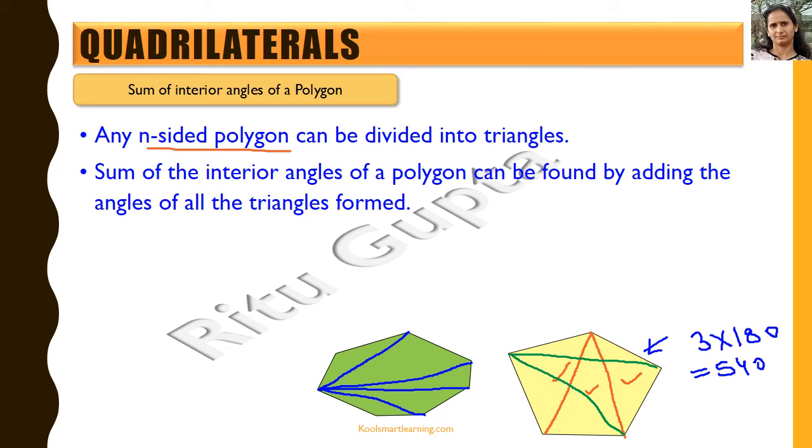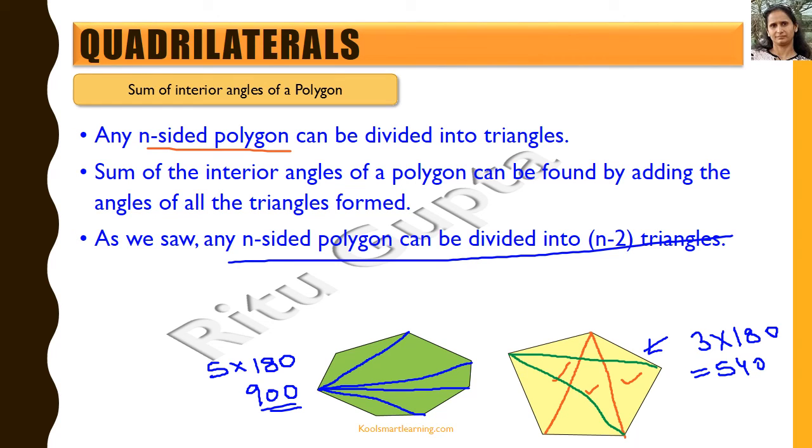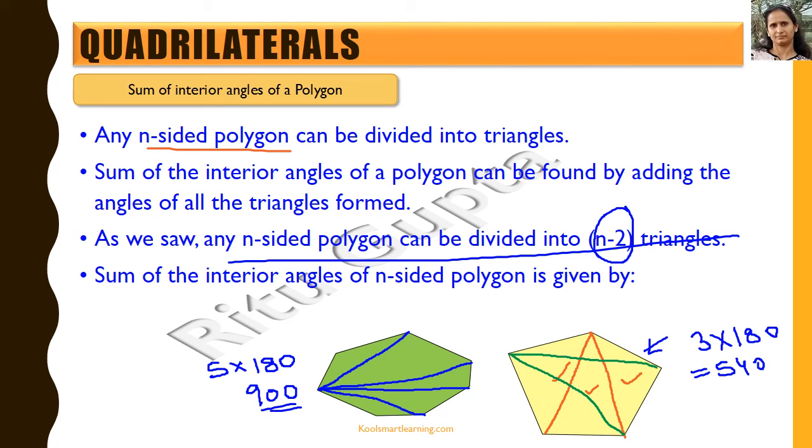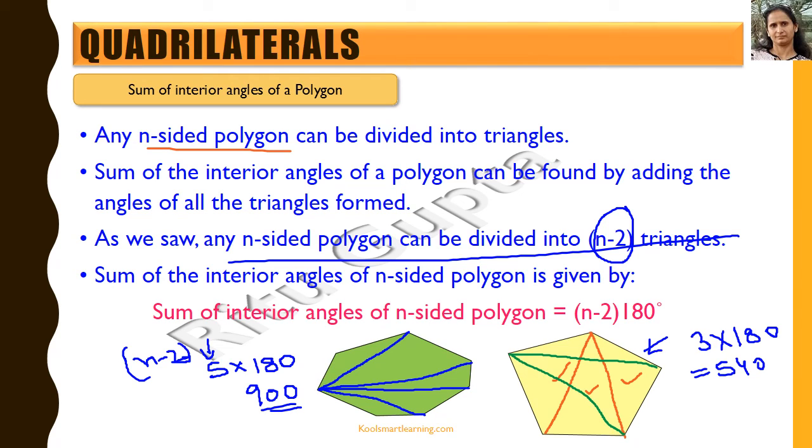Similarly, if we talk about the seven-sided figure, we get five triangles here and the sum of angles for each triangle is 180. So we get 900 as the sum of the interior angles of this seven-sided polygon. So as we discussed, we get n minus 2 triangles, and n minus 2 into 180 is the sum of the interior angles of an n-sided polygon, which is given by (n minus 2) into 180 degrees.